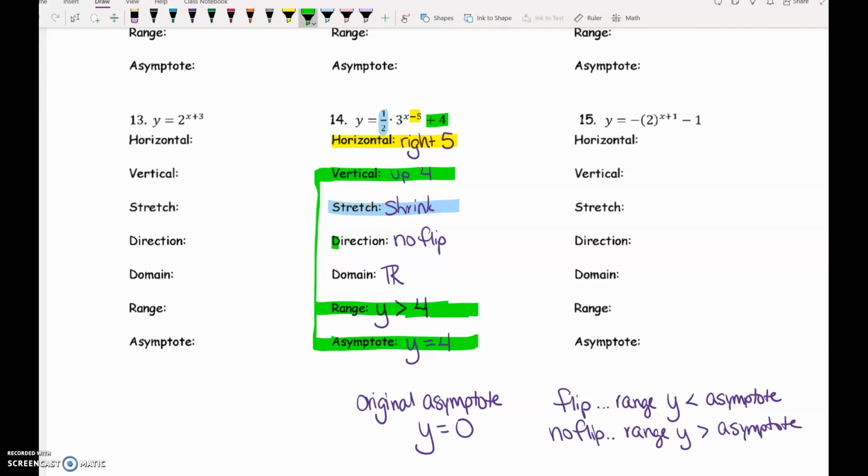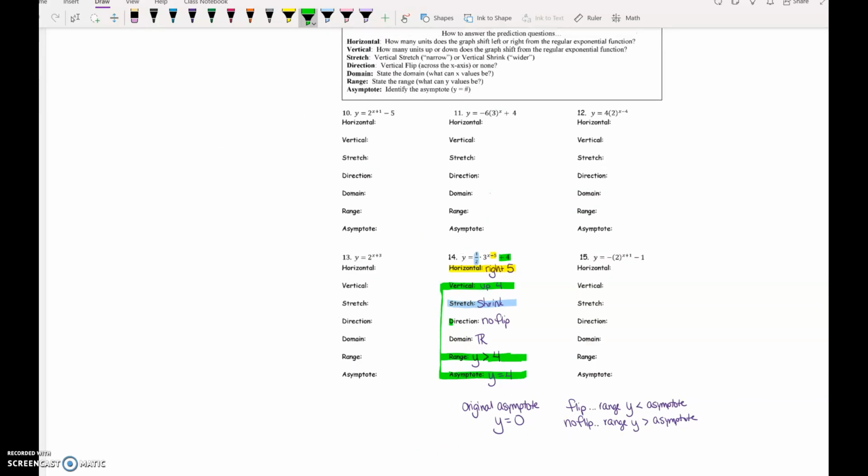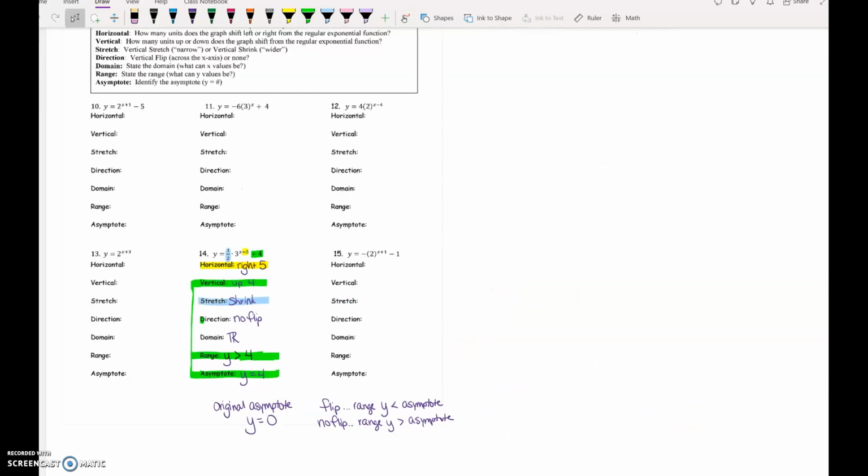So I want you to try this worksheet on your own. Finish those other 5 problems, work together, and we will check that on Tuesday.